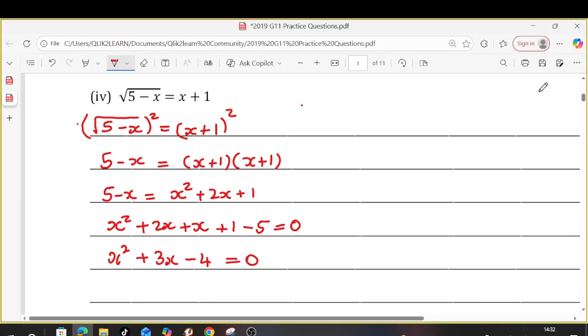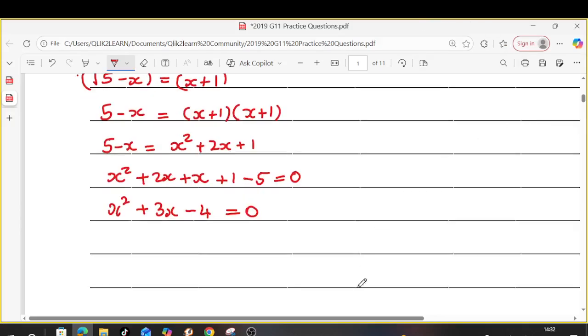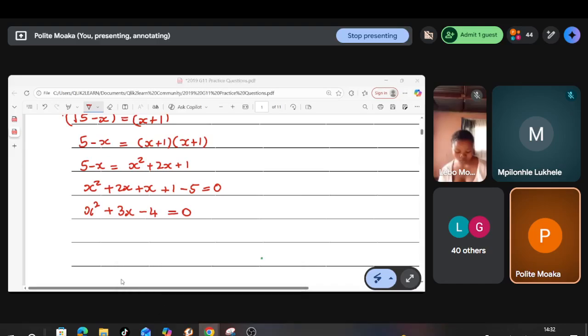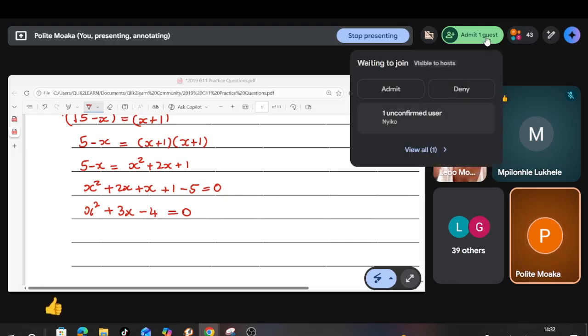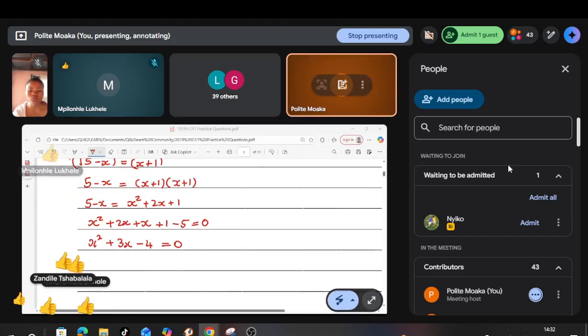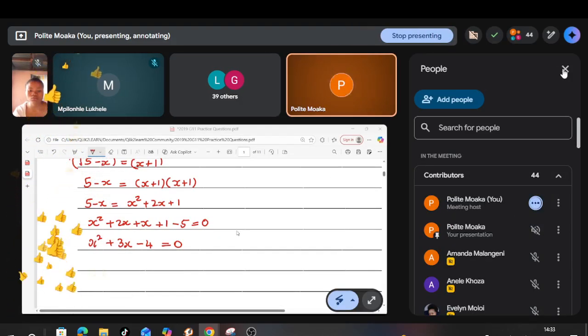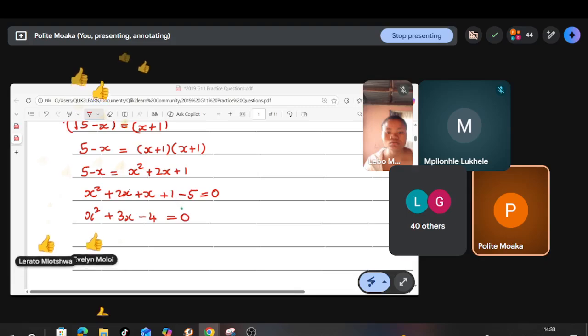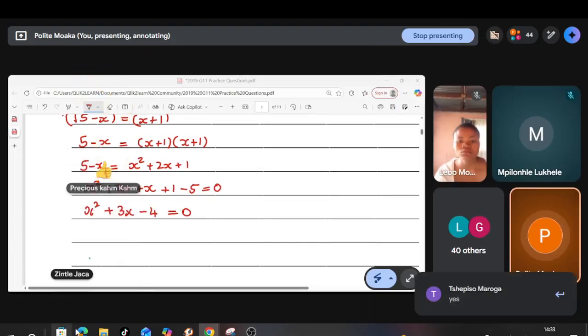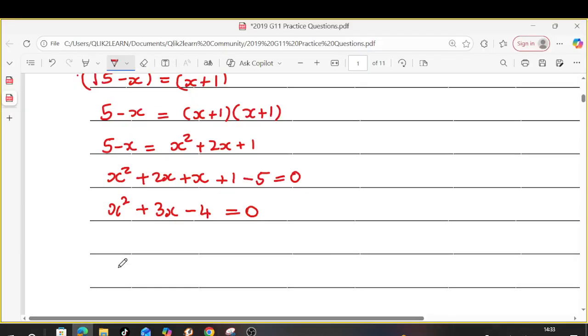Guys, this thing is distracting, man. I don't know what's going on. Can you guys see the screen on your side? Nico, welcome. It keeps on going blank. Each and every time I try to write something, it goes on and off. You see now?